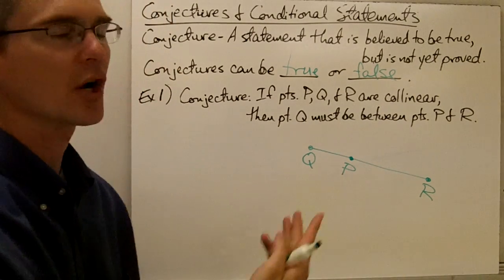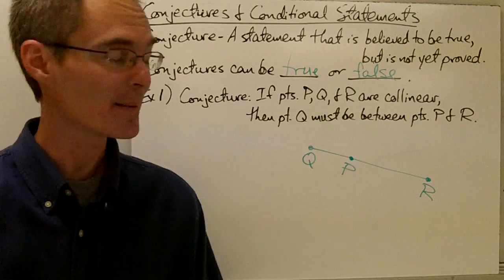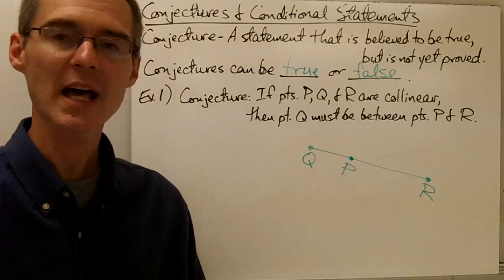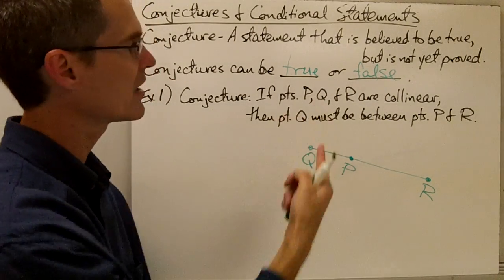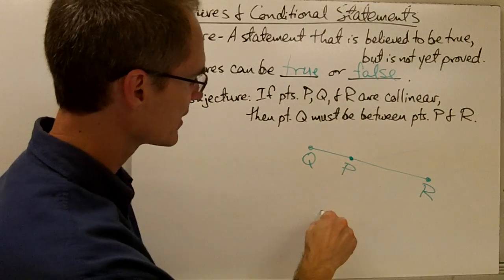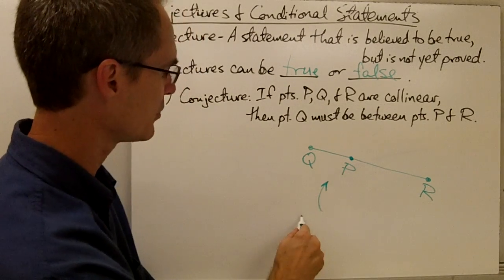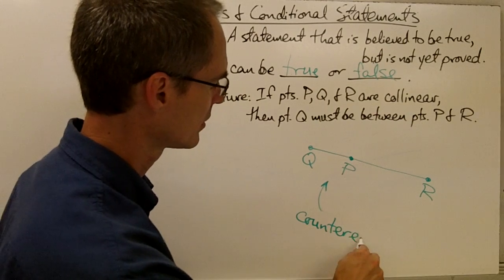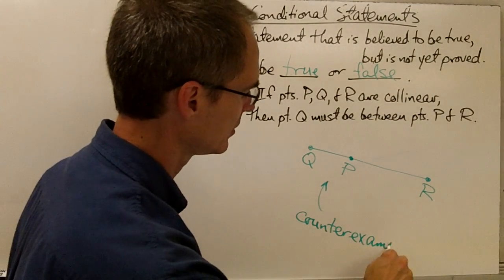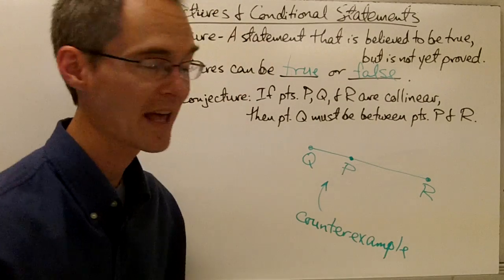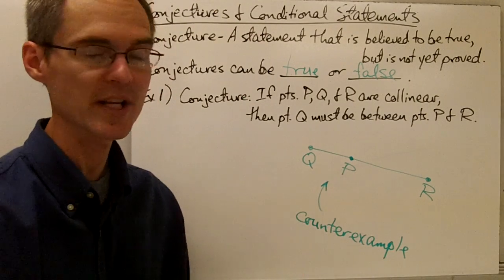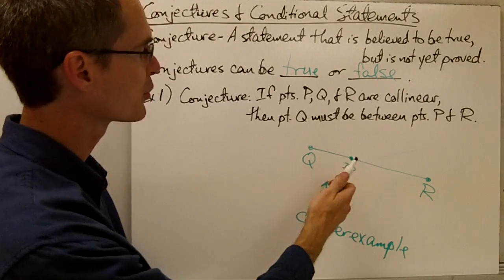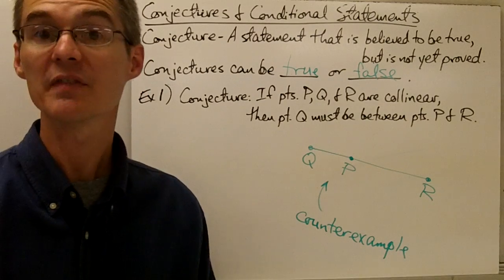So if I can draw you a picture, give you some kind of example that proves a conjecture to be false, this picture, this example, is called a counterexample. And that's all a counterexample is. A counterexample is just something that proves a conjecture to be false.